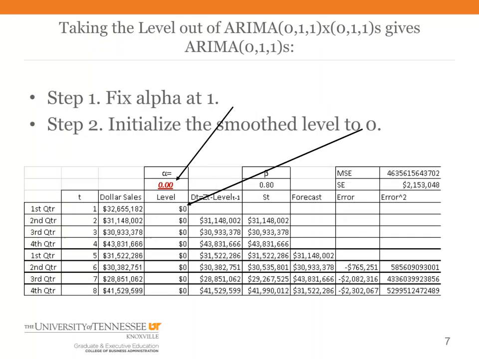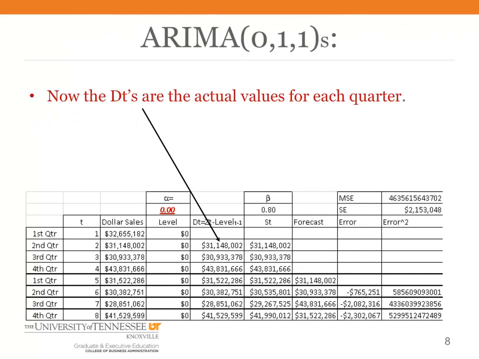And then to get to the model, you just need to make two simple changes in your spreadsheet. You first would fix alpha at 0, and then the initial level, which is ordinarily set to whatever's in that very first quarter or first month or whatever, just set it to 0. And then from then on, the level stays at 0.